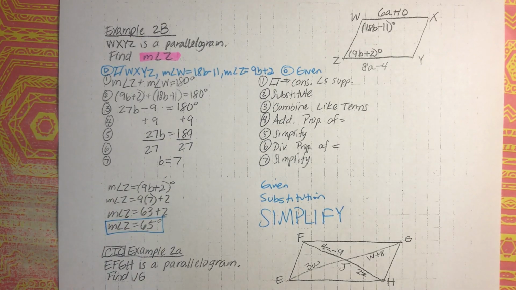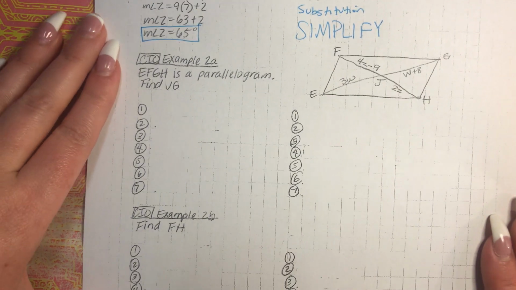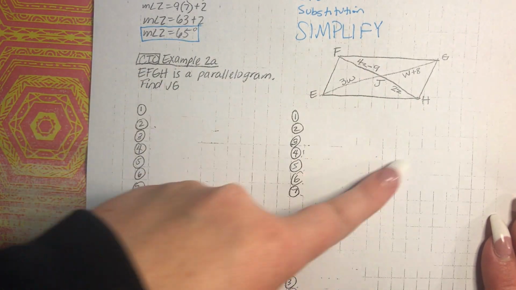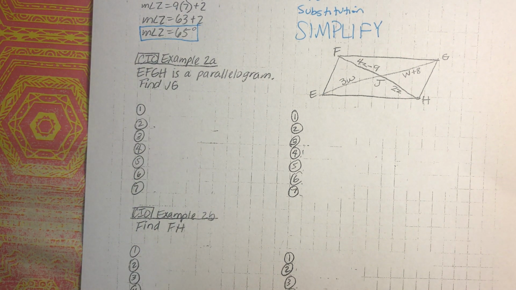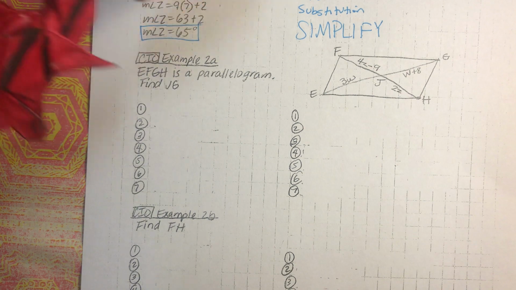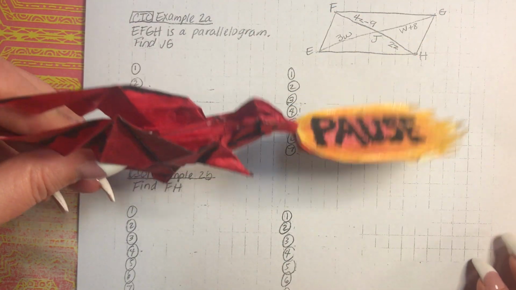All right, now it is your turn, ladies and gentlemen. I want you to use this figure right here and figure out, you're going to use the same figure for 2a and 2b. So where's my friend? Here's my friend, the pause dragon. Remind you to pause your device. Go ahead and work out 2a and 2b. When you get done, press play and we'll talk about it. All right, see you in a bit.